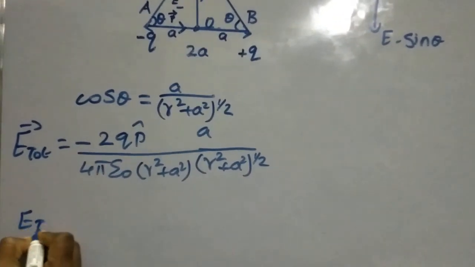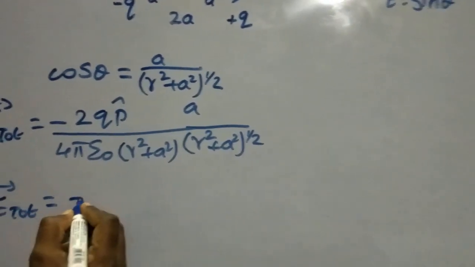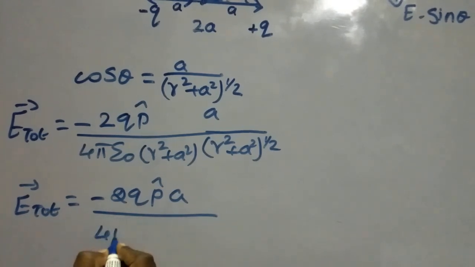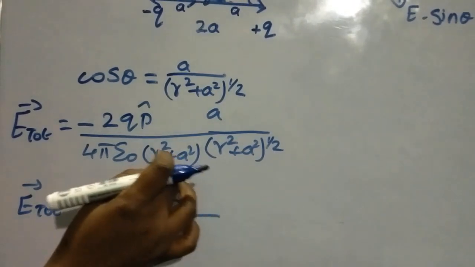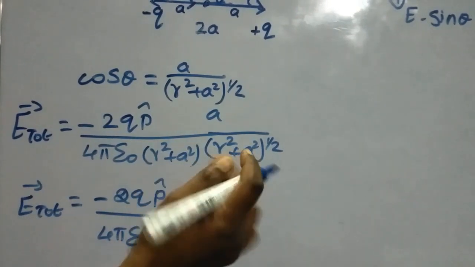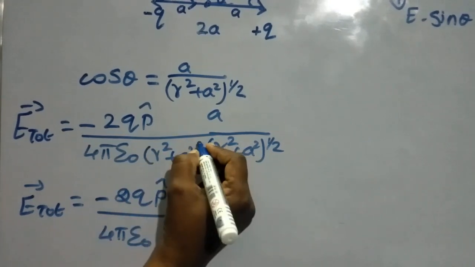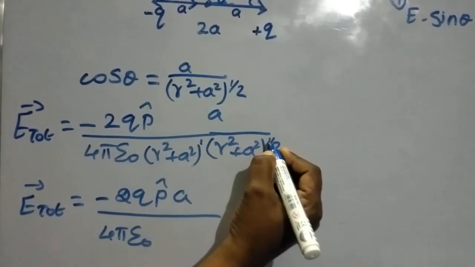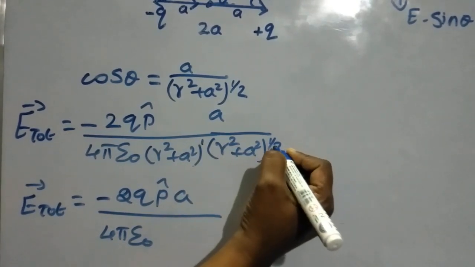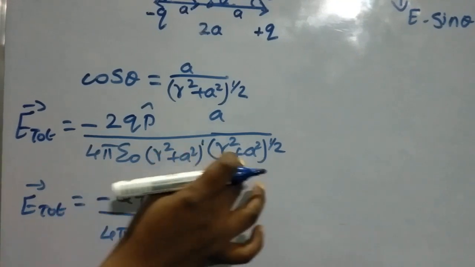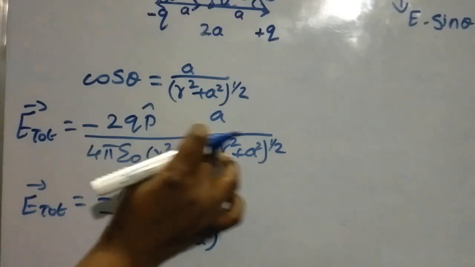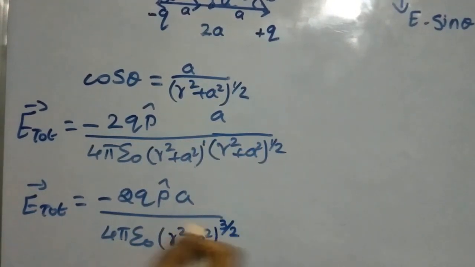Now E total vector equal to minus 2q p cap a divided by 4 pi epsilon 0 into, here two terms, (r square plus a square) and (r square plus a square). Here for this one the power is 1, here the power is 1 by 2. So now we are going to add this power, 1 plus 1 by 2 equal to 3 by 2. The bases are same, so (r square plus a square) power 1 plus 1 by 2, that is 3 by 2.